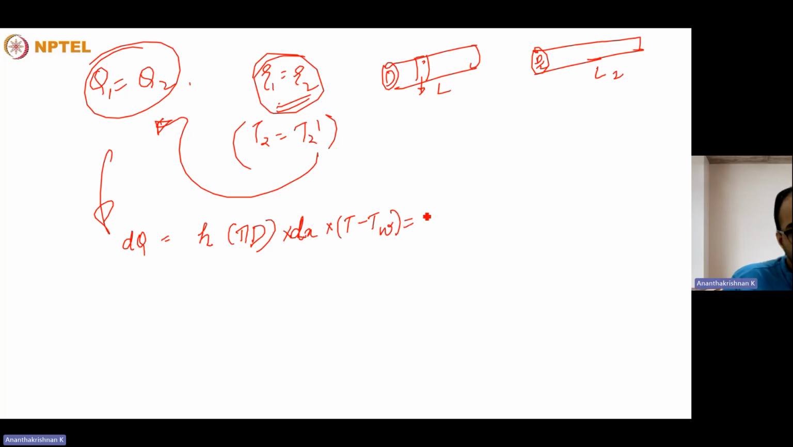So that will be equal to m dot c into dt, that is the change in temperature of the fluid. So using this, we can actually integrate both of them. So we'll get the temperature T of x. This can be written as T of x minus T wall is equal to T1 minus T wall.